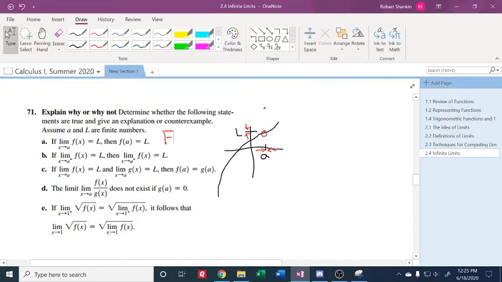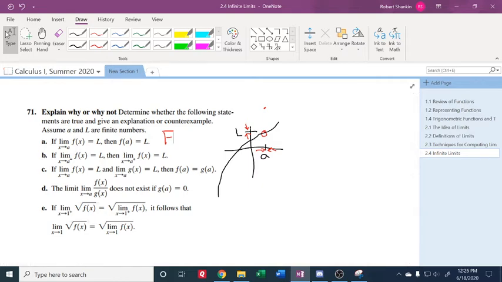And you'd have to have an explanation. The explanation would be you could have what's called a hole discontinuity. And then the limit would still be there, but f of a would not equal L. F of a could be this other height way up here instead. Any questions on 71A?